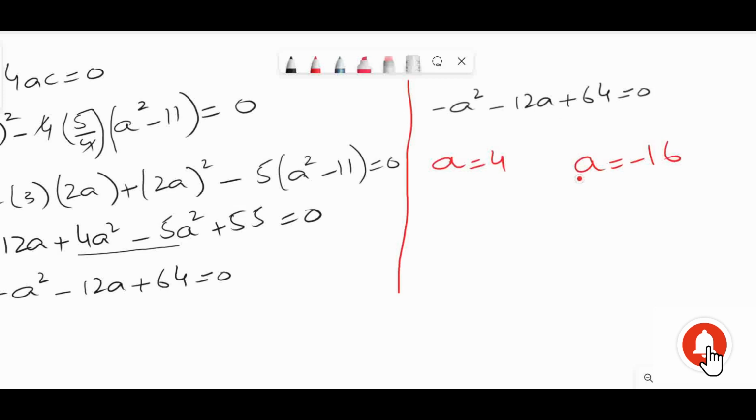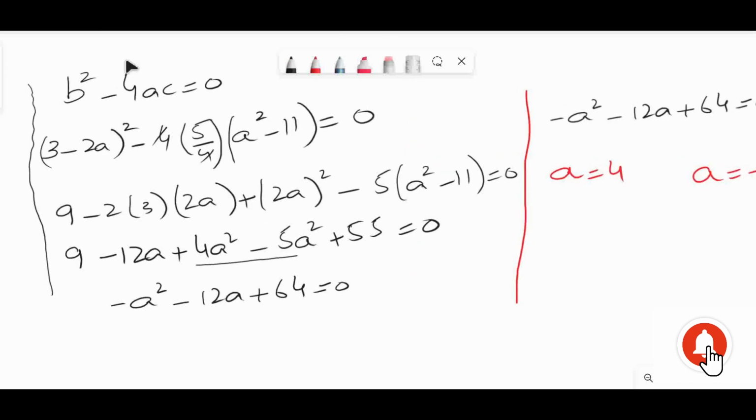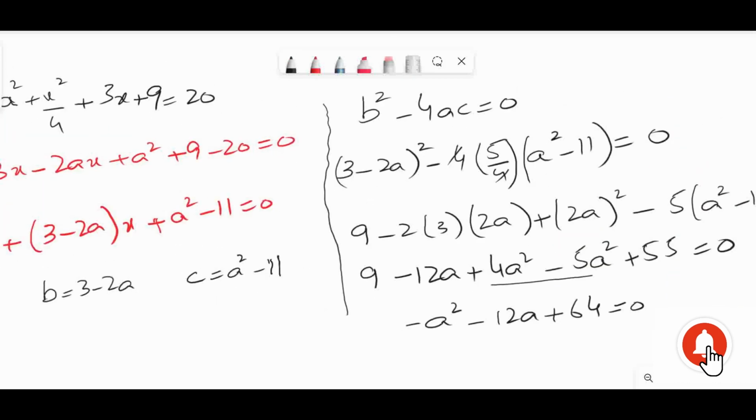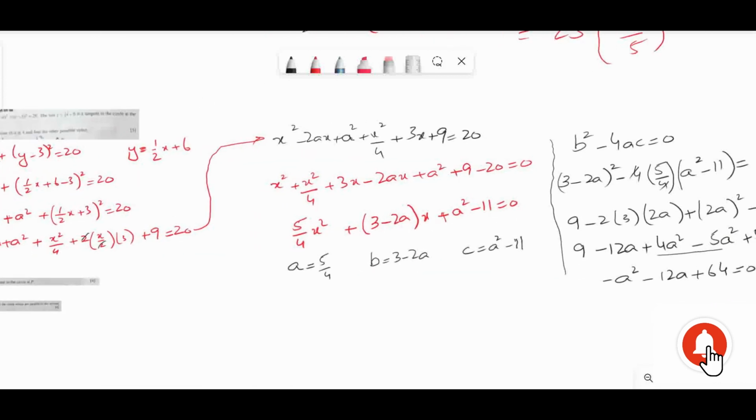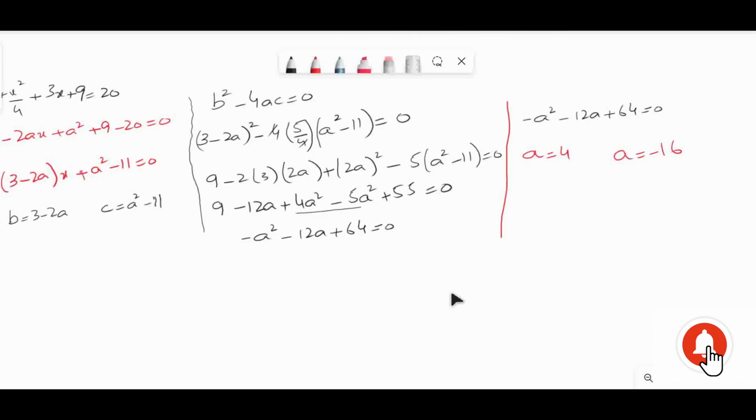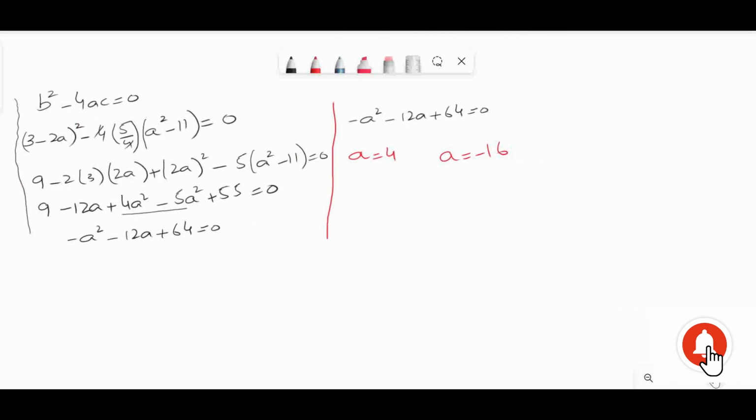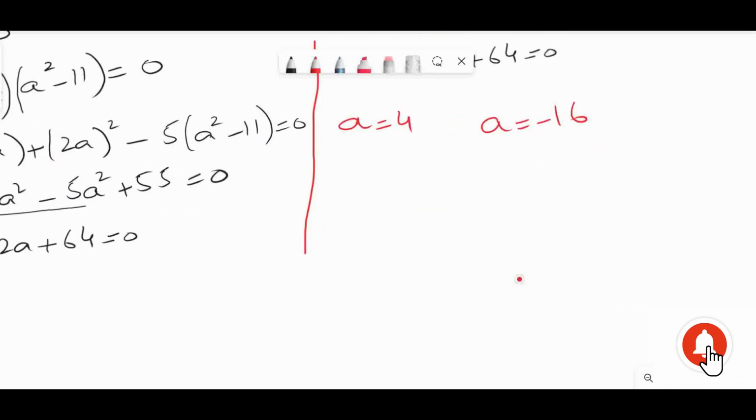Now, what was the question? In the question, it was given that one of the values is 4. Find the other possible value. So we can say that the other possible value, a = −16, will be the final answer. I hope that the concept is clear. The value 4 is already given to us, and this one will be the final answer. Let's move on to the next question.